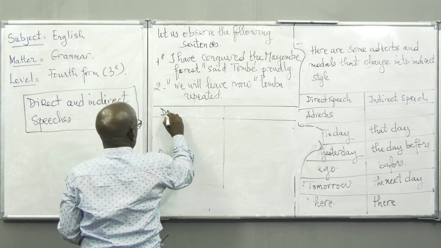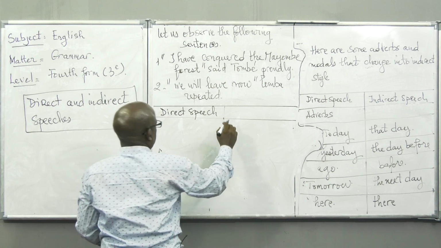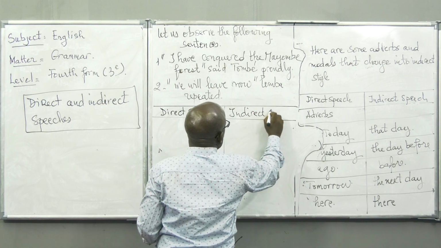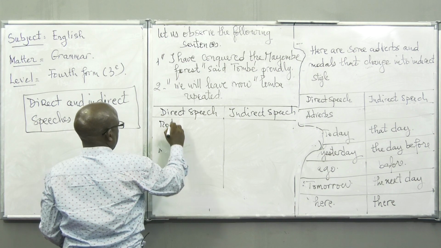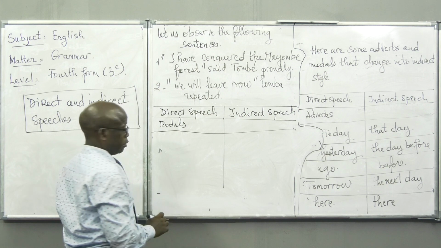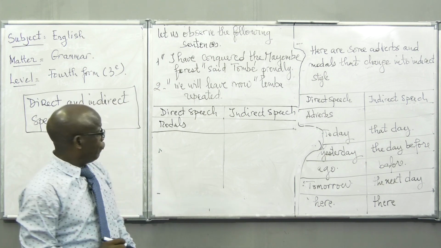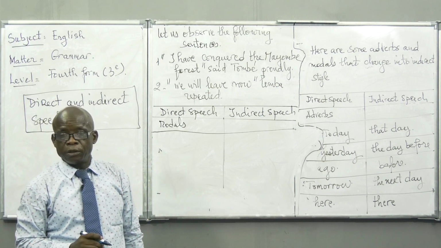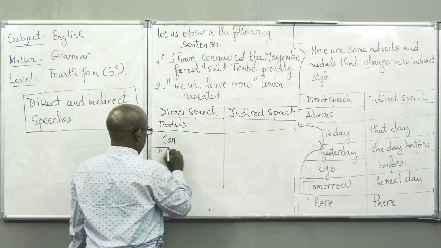Direct speech. Indirect speech. We talk about models. Yes, we have. Can you give me a model? Any model you know in English? Any model, yes? Can. We have can.